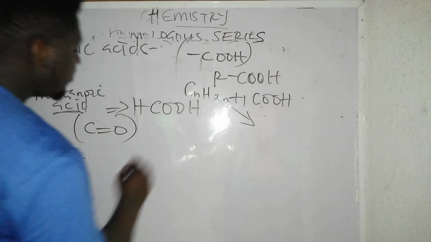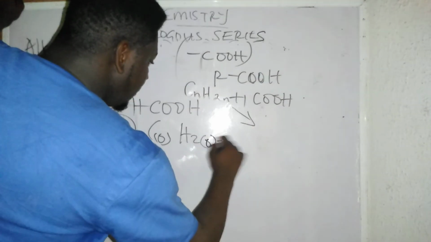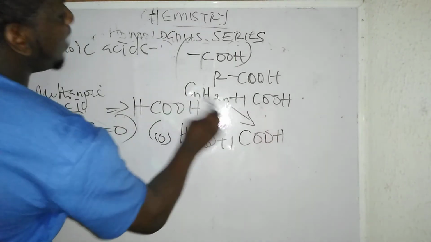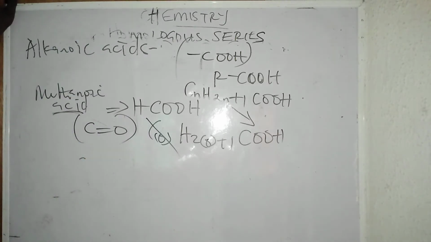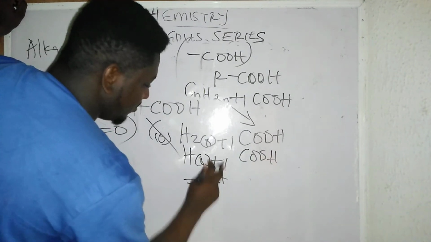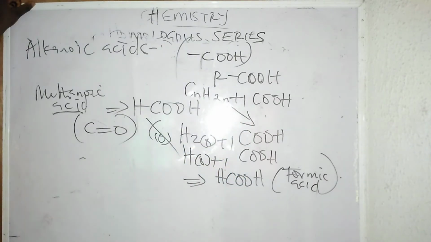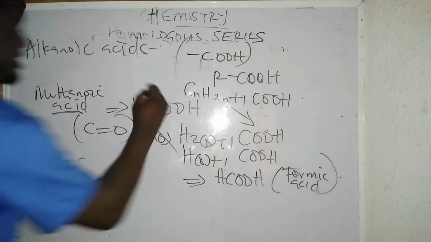So if we have our C equals to 0, we have C0, H2 times 0 plus 1, COOH. Please mind you, our N is the number of carbon atoms. So if our C equals to 0, the carbon leaves, and then we have H0 plus 1 COOH, which leaves us with H1 COOH. Another name for this is formic acid. So we see that there's a kind of anomaly in the alkanoic acid, because using this formula the first member is when C equals to zero.